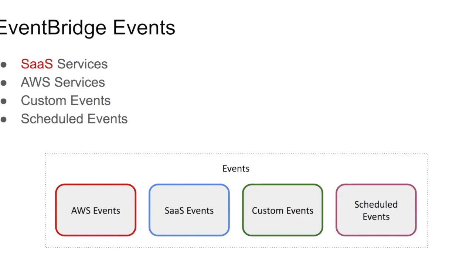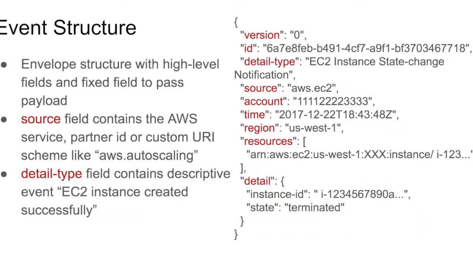Because this is an extension of CloudWatch Events, which has the fixed and the scheduled ones, this also has a scheduled event. So you can run a cron job and invoke those events as well. So these are the four categories of events that can relay from the EventBridge buses.